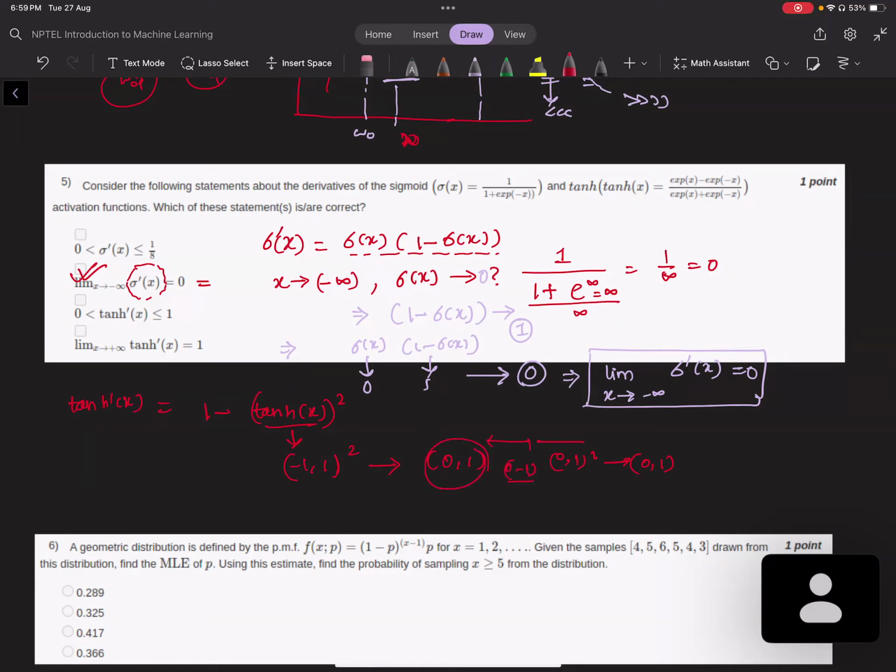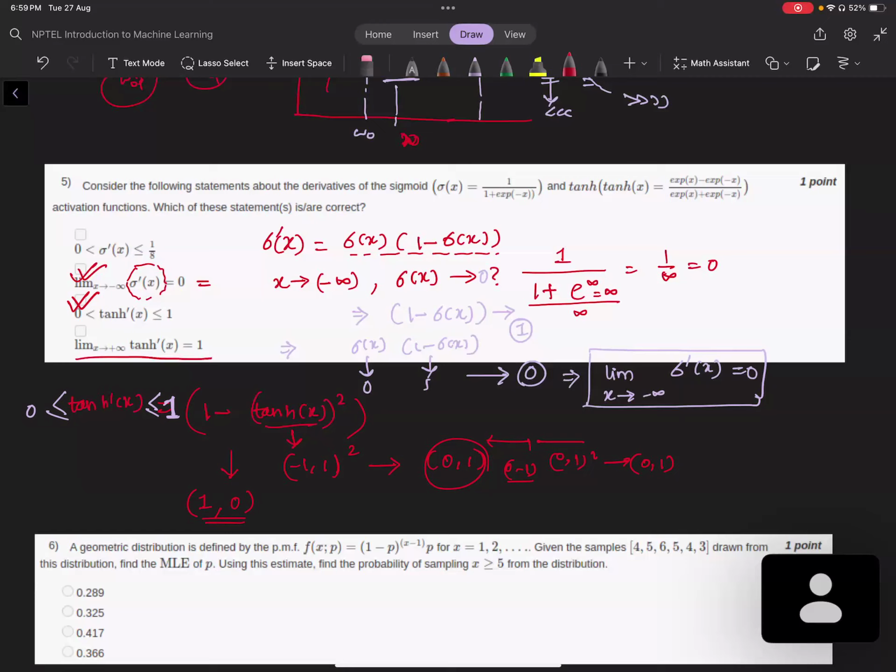So if it varies between 0 to 1, this entire thing will vary between, if it is 0, the value will be 1. If it is 1, the value will be 0. That means it will also vary between 0 to 1. Hence, tanh dash of x will vary between 0 to 1. Okay, so option C will be correct. And if you check option D, it will be wrong.